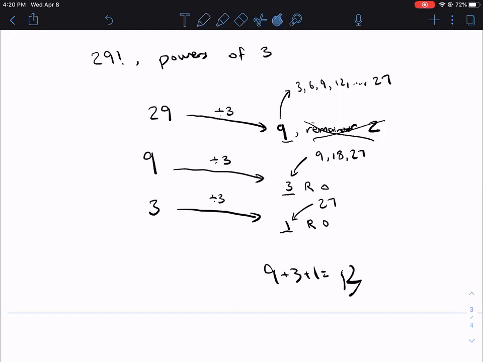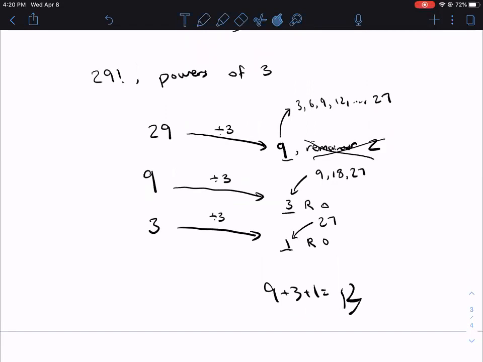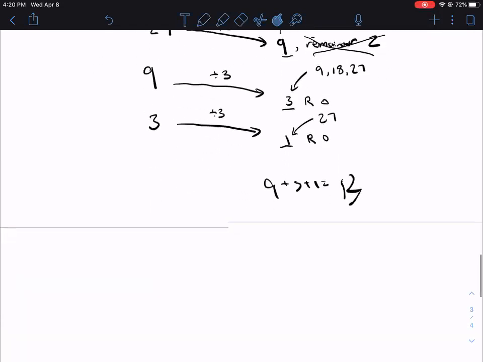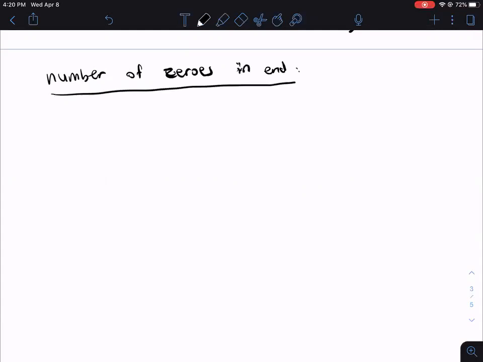One of the most important things that you could do with Legendre's formula is find the number of zeros at the end of a number. So let's consider the problem where we consider 26 factorial. How many zeros are at the end of 26 factorial? So how would we do it? Wait, Aiden said, okay, yeah.